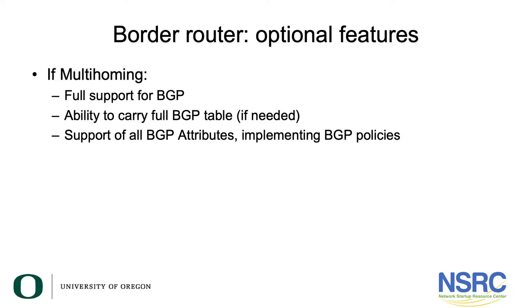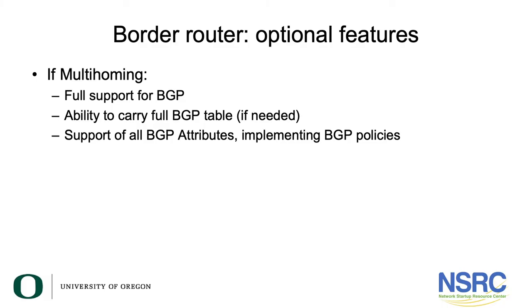For optional features, for example, if we're multi-homing, we do need full support for BGP. Avoid devices where the vendor claims they can do fancy NAT tricks to get you multi-homing. This is not industry standard, doesn't scale, and will leave a very bad experience for the end user. BGP is the only way to implement multi-homing. So we need full support for BGP if this is going to be an option in the future.